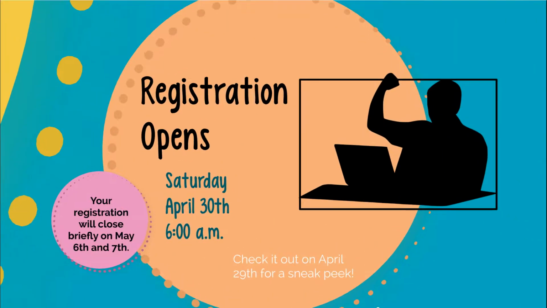Okay, important date for you guys is April 30th. So Saturday, April 30th is when registration opens for you. You can check out your schedule on April 29th, so it'll open early for you to just look at it. But April 30th, starting at 6 a.m., is when you can make changes to your schedule. Now, your schedule will briefly close on May 6th and 7th when we open it for next year's 7th graders. Otherwise, it will be open until that final date of May 20th.